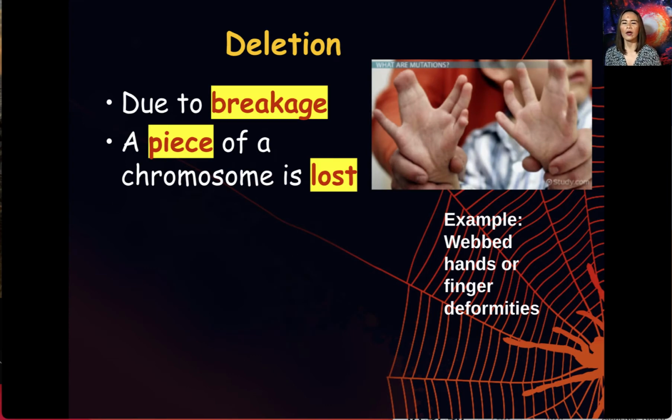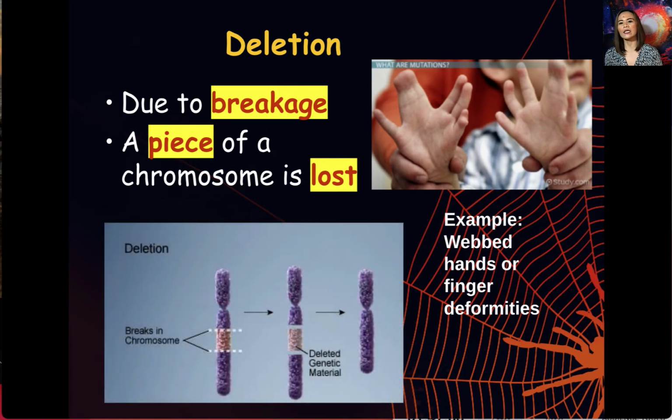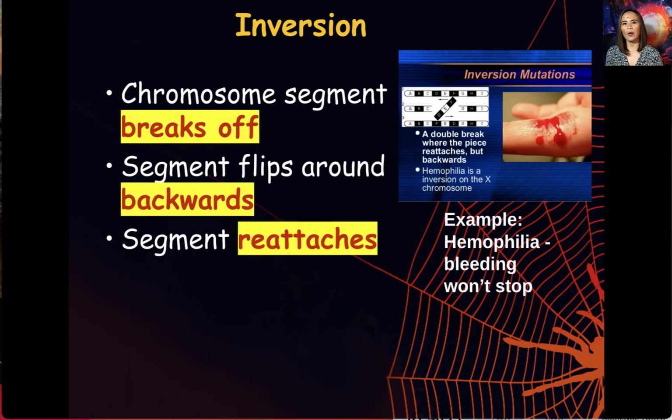We'll start first with deletion. Deletion is the result of a breakage in the chromosome, and a piece of the chromosome is lost. If you look at this diagram, the original chromosome is on the left-hand side, and a portion of the chromosome breaks off or gets deleted, and therefore the chromosome is shorter than usual. An example of that is some physical deformity, like webbed hands or other deformities in the fingers or digits of an organism.